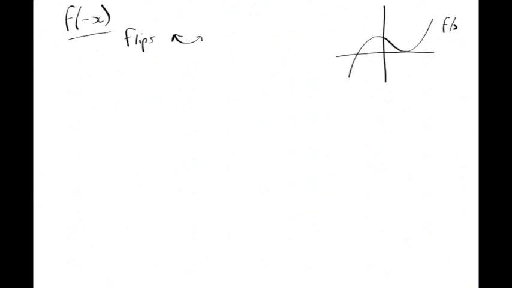The last one that we've got to look at is f of minus x. That's going to flip it in the y-axis. So all your x values that were positive now become negative. All your x values that were negative now become positives. So it's just mirror imaged in the y-axis.